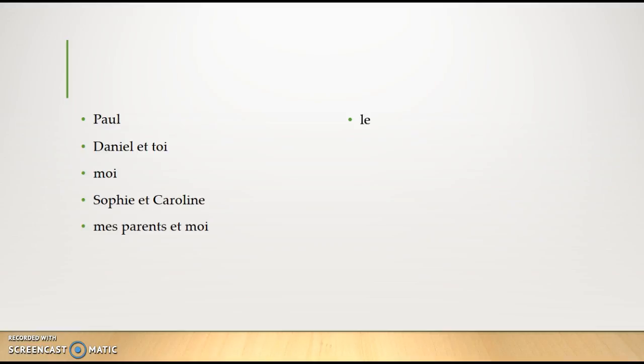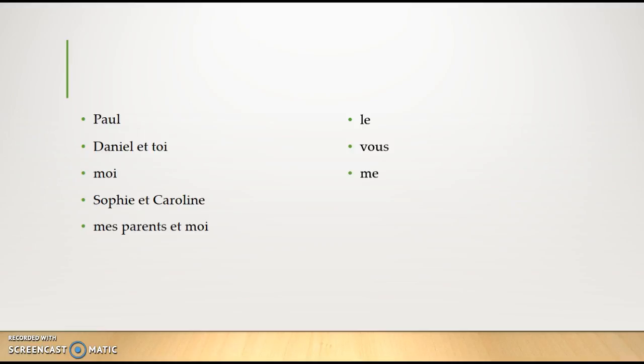Okay, so Daniel et toi. So Daniel and you. That's going to be the same as you all. So we want to use vous. What about moi? Which one did we use with moi? If you guessed me, you've got it.